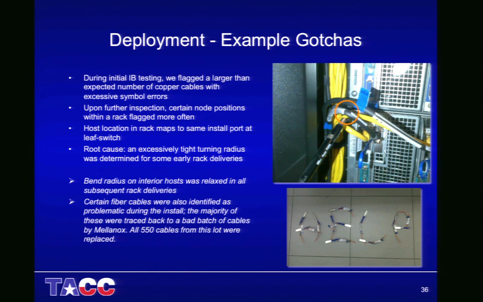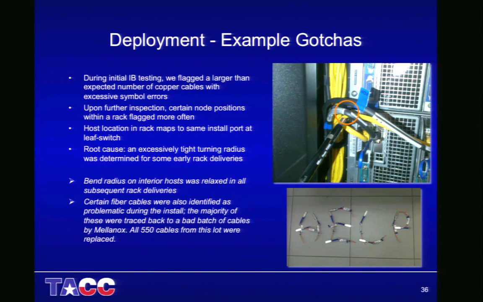It wouldn't be a large IB deployment if we didn't encounter cable problems. And this particular deployment was no different. One was very, very simple. This was just a tight cable radius on some of the copper cables which were delivered in our first few racks. Caught very quickly and rectified at the plant that was doing the assembly. And that was a very simple problem.